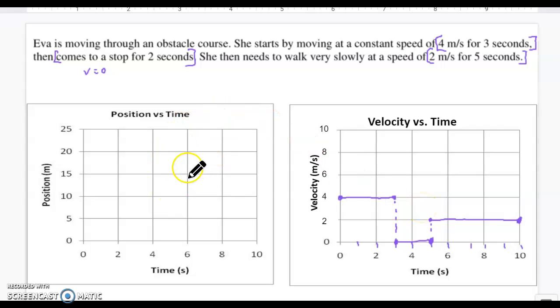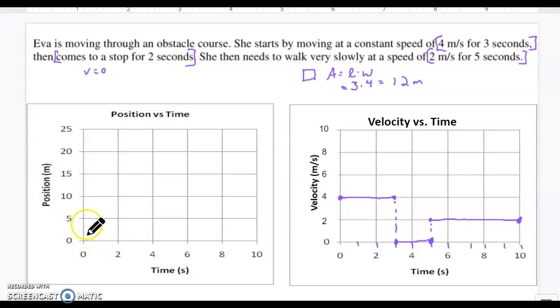To get my position versus time graph, though, I need to find area on a velocity versus time graph. And so area, and for rectangles, area is equal to the length times the width. So if I take the length of this section times the width of this section, I will find the distance that it went on here. So the length for this first section is 3 times the width, which is 0 to 4, it's 4. And I get 12 meters that it traveled.